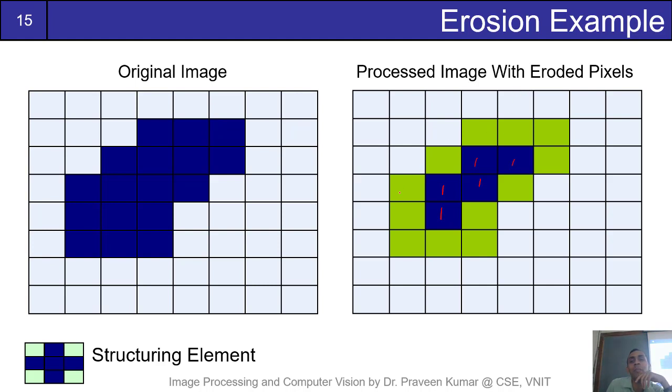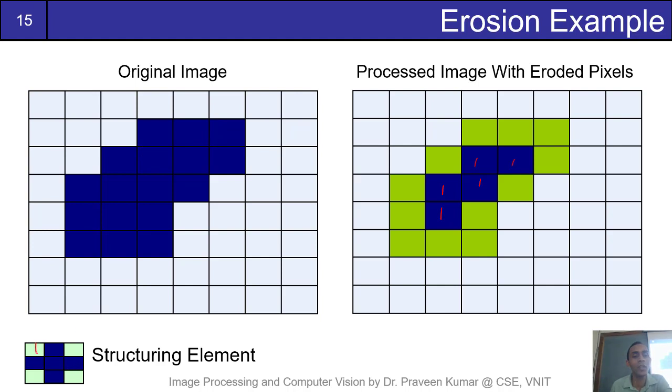So it is eroding away pixels from the boundary. This erosion operation is basically chipping away the boundary pixels. How many boundary pixels will be chipped away, and which boundary pixels will be chipped away, will depend on the structuring element.